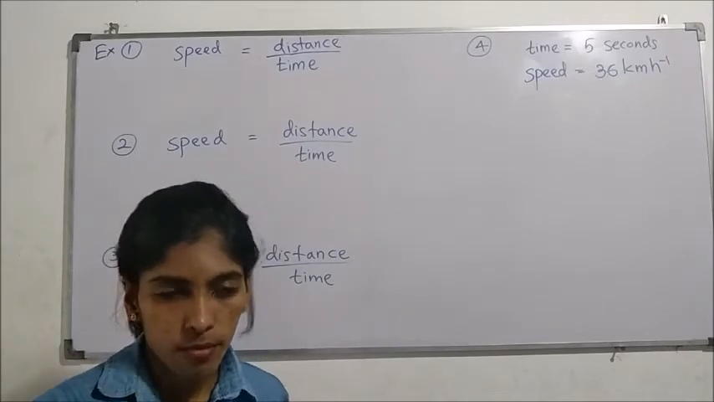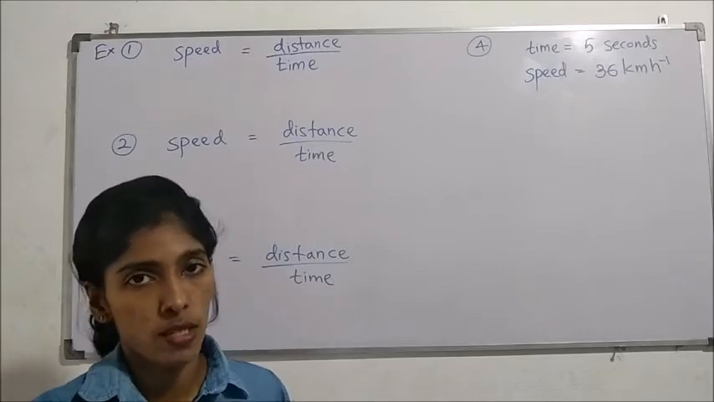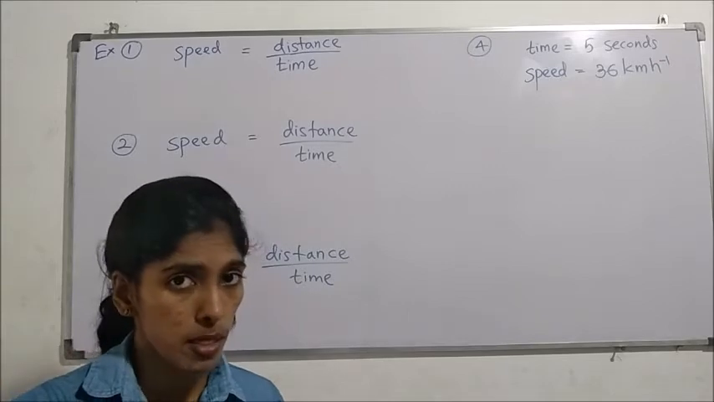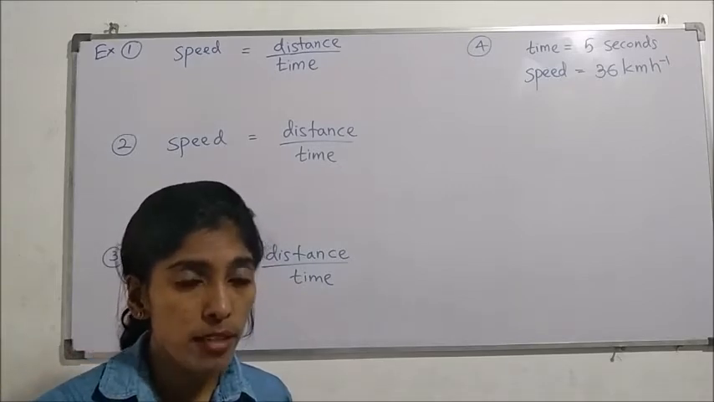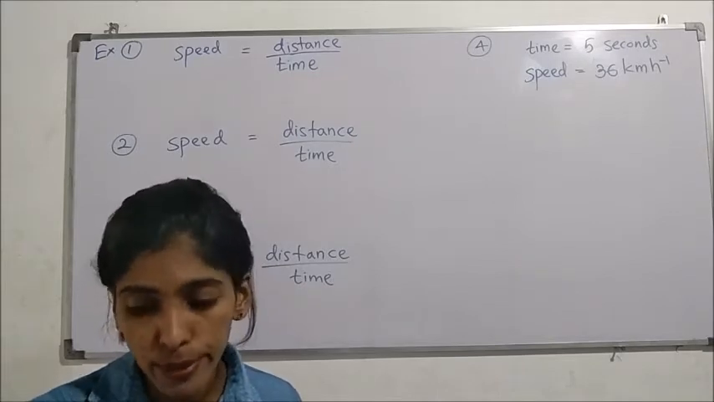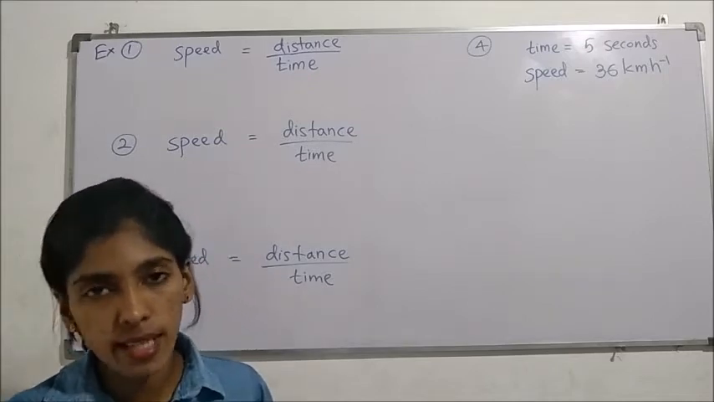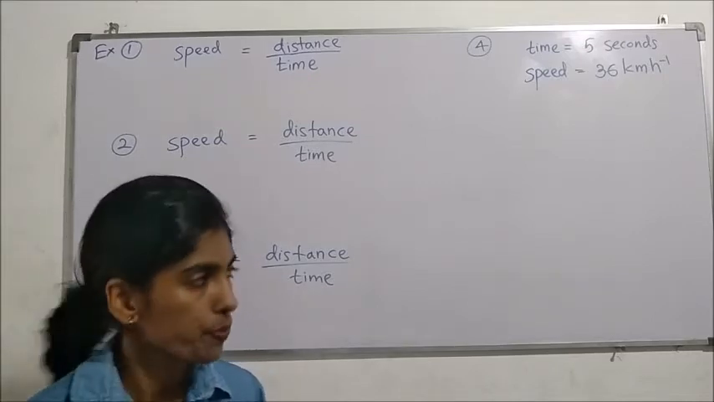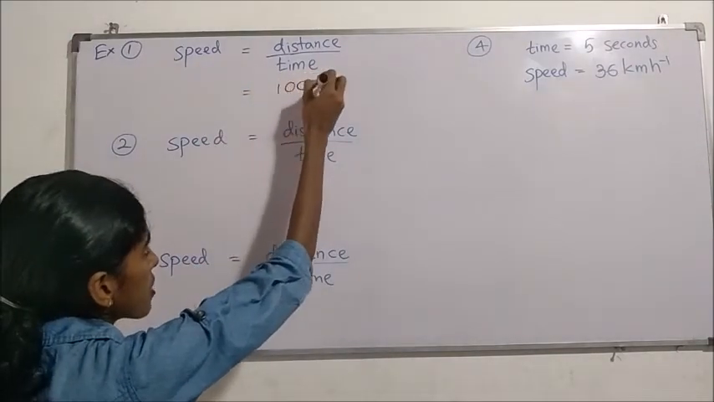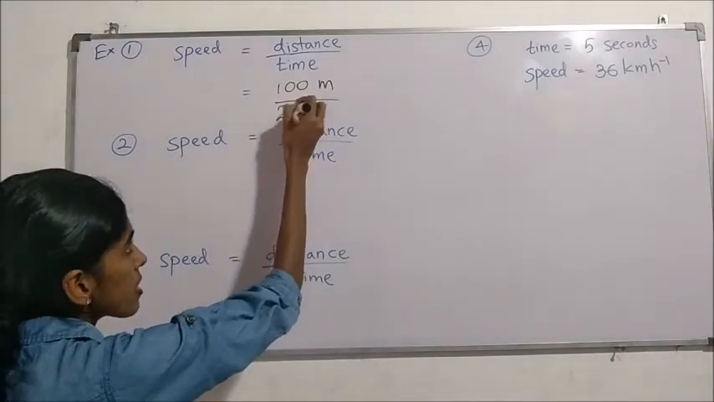According to the first example, a feather floating on air with uniform speed. They have given us a specific word, two words. What are those? Uniform speed. That means we need to think that the speed is the same at each and every second or each and every hour. Drifts 100 meters in 20 seconds. Calculate the speed. What is the distance? 100 meters. The time taken by it is 20 seconds.